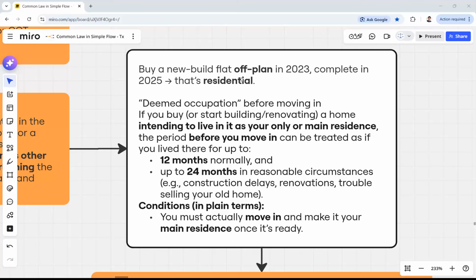Buy a new build flat off plan in 2023, complete in 2025. That's residential. What do we understand under deemed occupation? Deemed occupation before moving in.